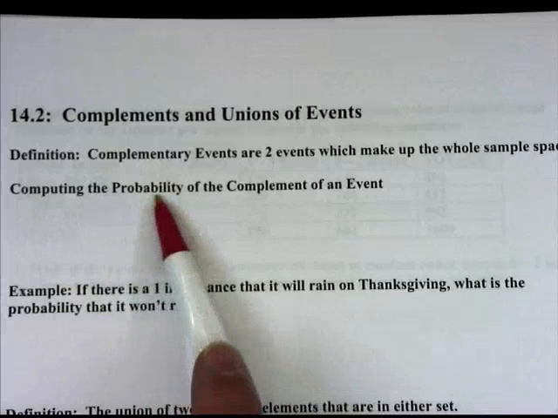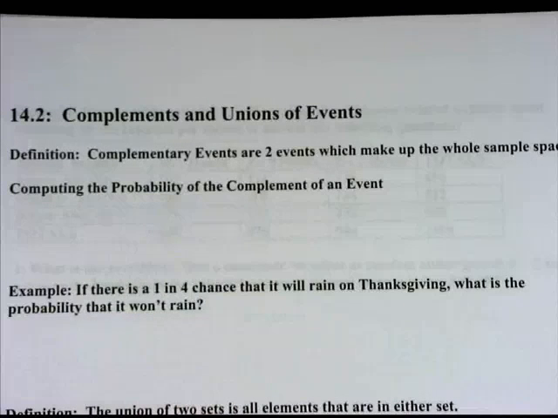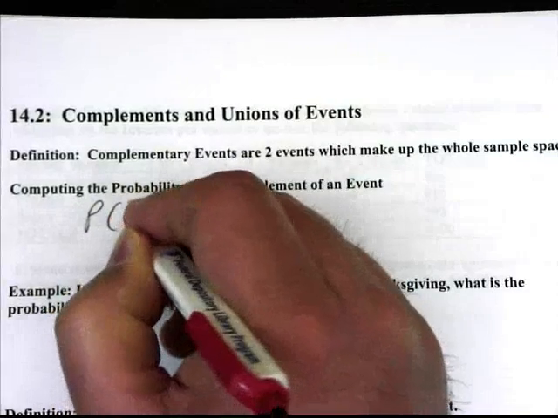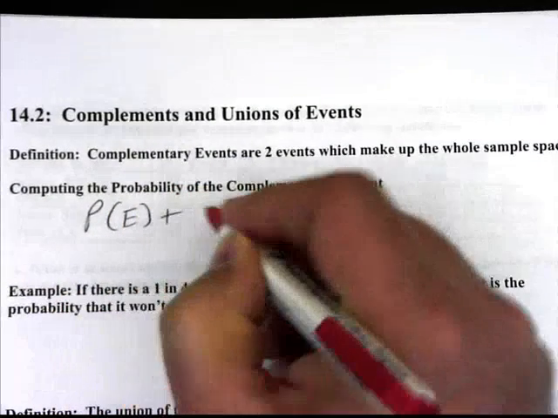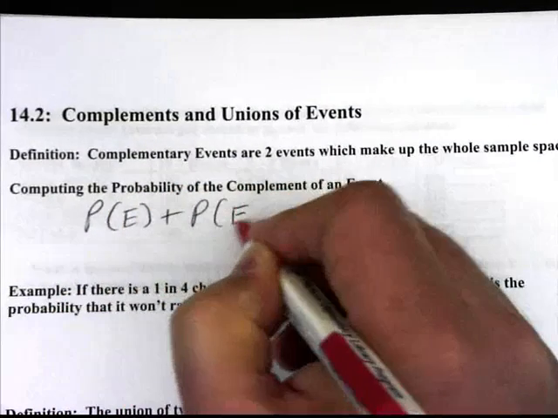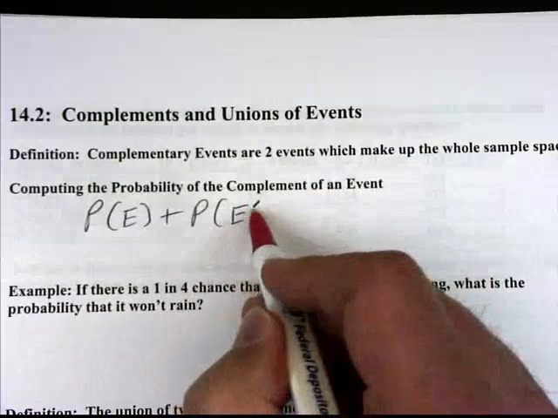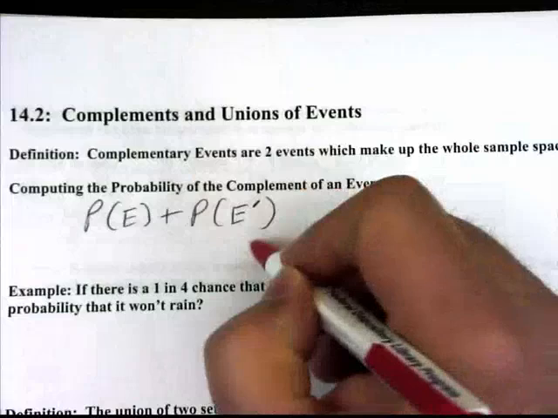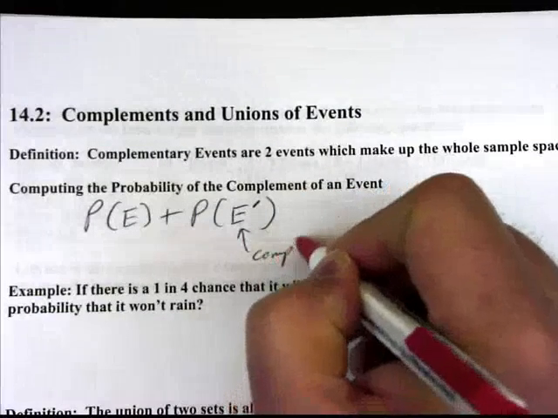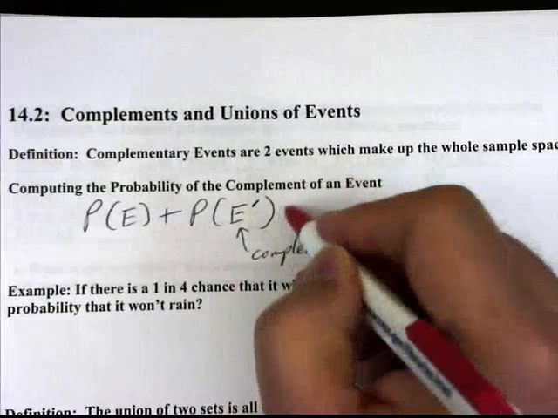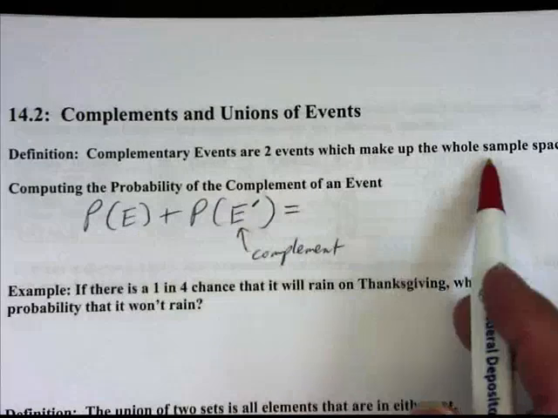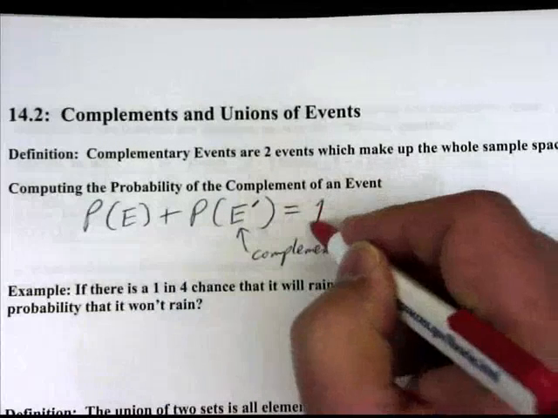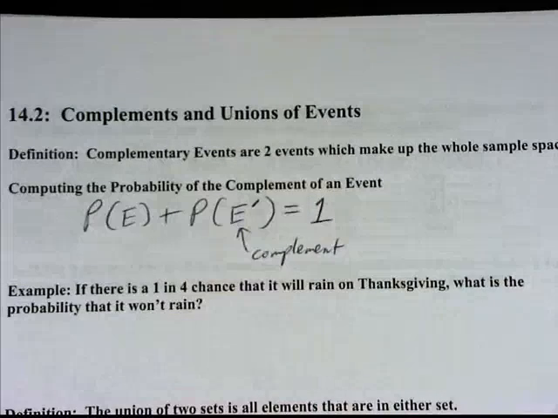In order to compute the probability of a complement of an event, what we do is we know that the probability of the event plus the probability of the complement of the event, and for complement I'm just going to put this little slash mark up here, and that's going to be the complement. Together, those make up the whole sample space, and the probability of the whole sample space is a certain probability. So those should add up to 1.